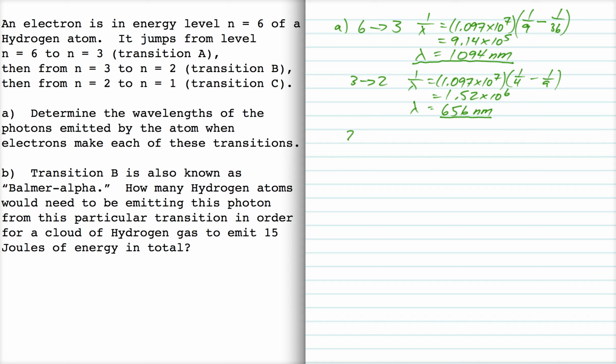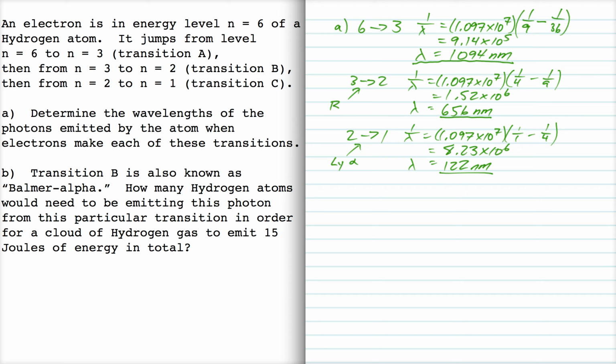And then the third transition, from 2 to 1, gives us 8.23 times 10 to the 6th, which is a wavelength of 122 nanometers. Okay, now this wavelength is called Lyman alpha. It's the first wavelength in the Lyman series that goes from 2 to 1, 3 to 1, 4 to 1, 5 to 1, 6 to 1.